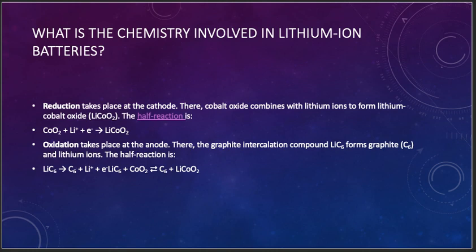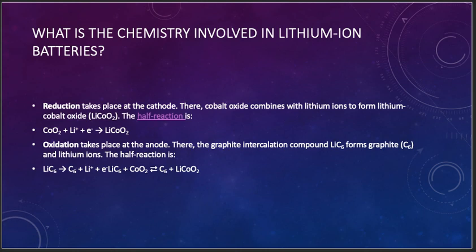So, what is the chemistry involved in lithium-ion batteries? Inside the lithium-ion battery, oxidation and reduction, redox reactions take place, and reduction takes place at the cathode. So the cobalt oxide combines with lithium ions to form lithium cobalt oxide, which is LiCoO2, like I said. The half reaction is CoO2 plus Li plus an electron, which gives LiCoO2.